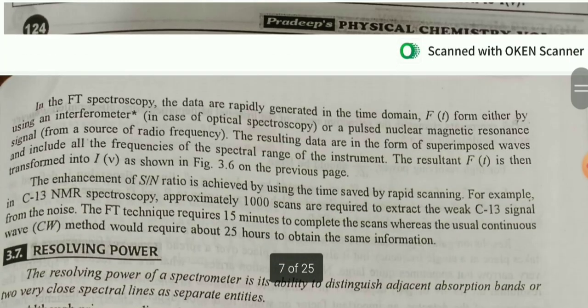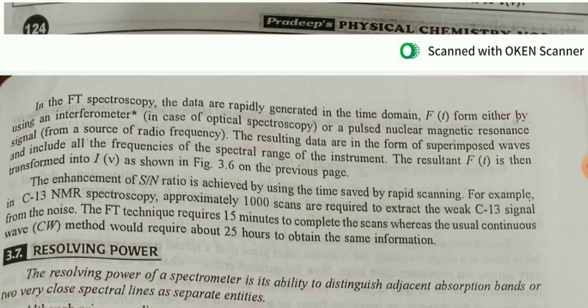In FT spectroscopy, the data are rapidly generated in the time domain, F, formed either by using an interferometer in the case of optical spectroscopy, or a pulsed nuclear magnetic resonance signal from a source of radio frequency. The resulting data are in the form of superimposed waves that include all the frequencies of the spectral range of the instrument. The resultant F is then transformed into I, as shown in figure 3.6 on the previous page.